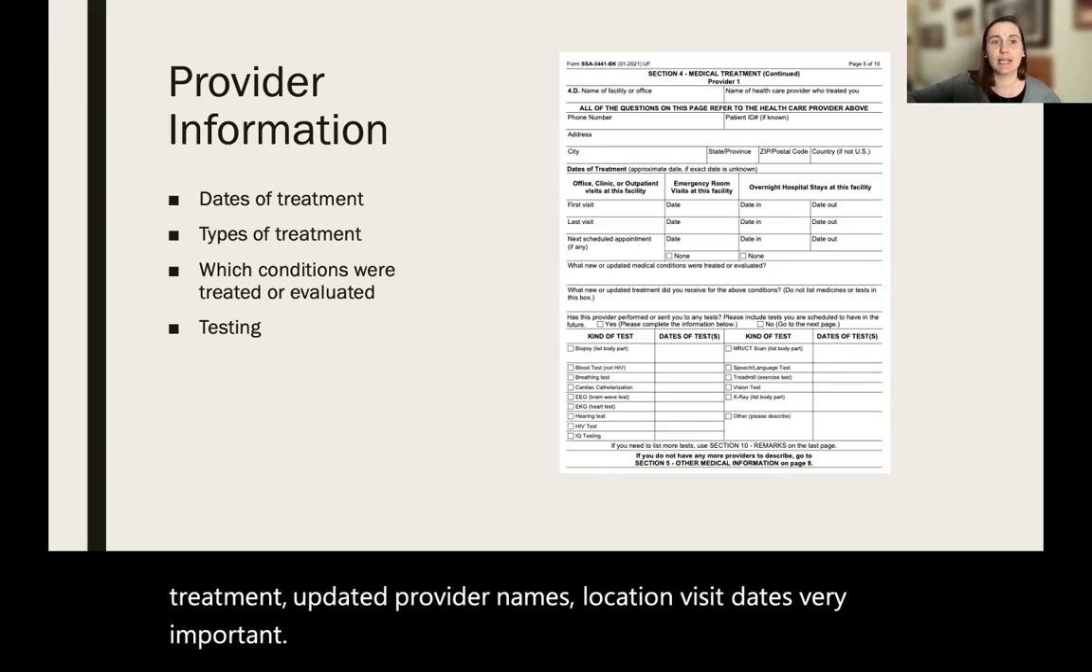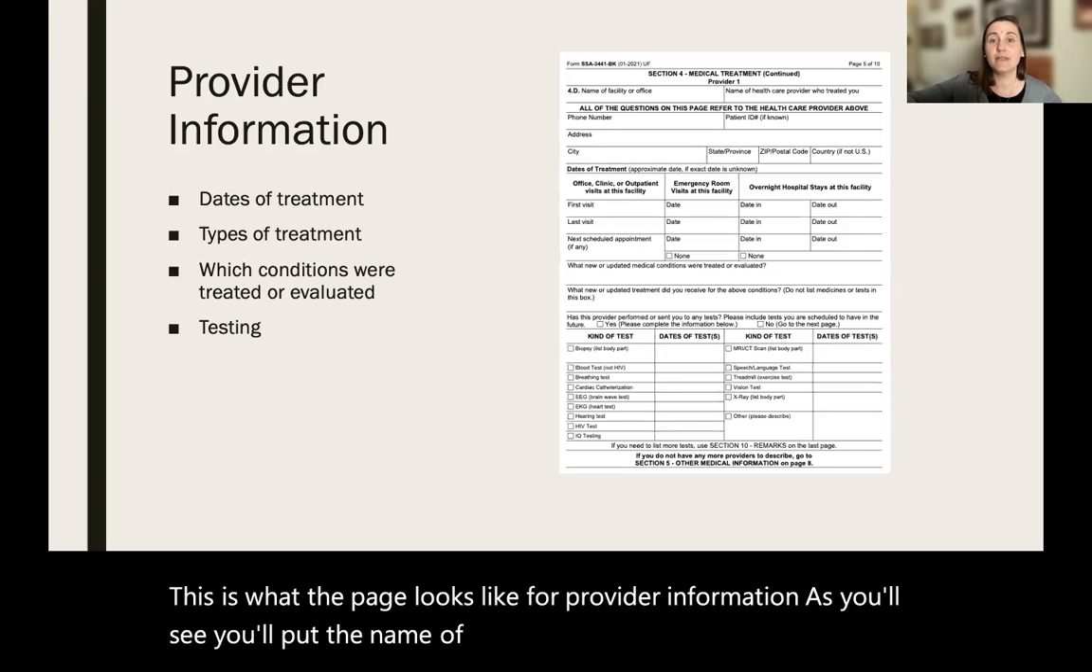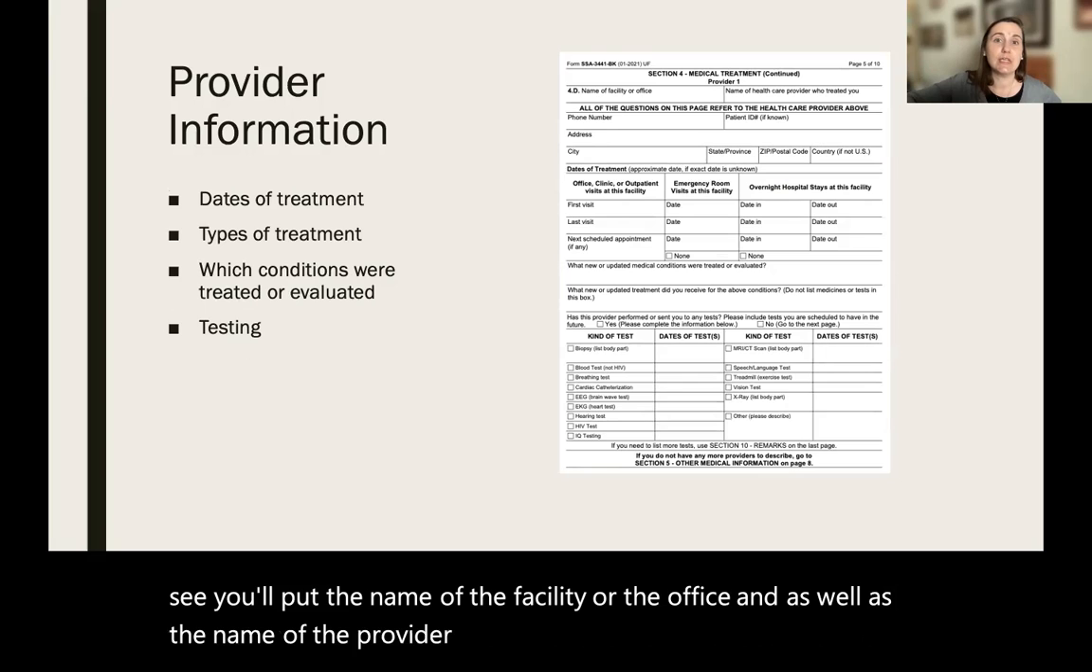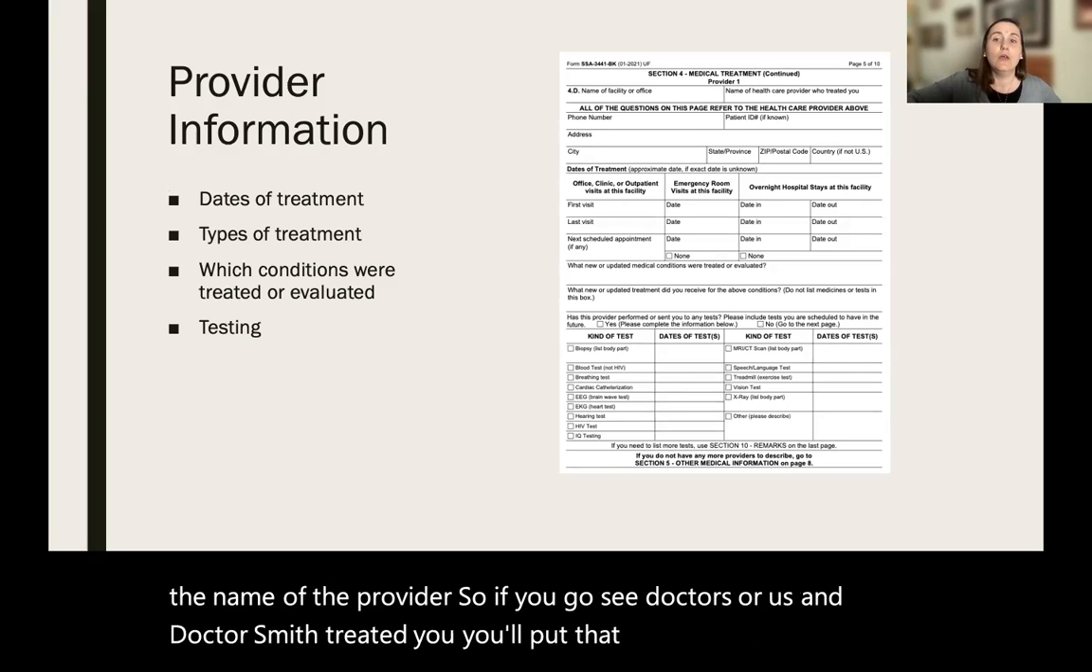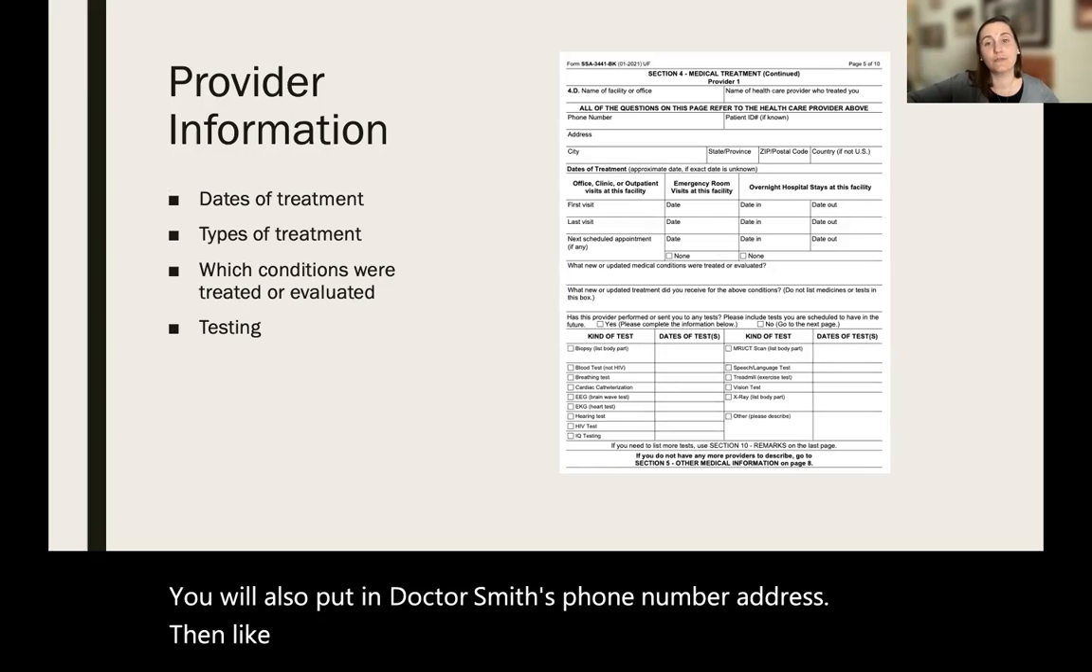This is what the page looks like for provider information. As you'll see, you'll put the name of the facility or the office, and as well as the name of the provider. So if you go see Doctors R Us and Dr. Smith treated you, you'll put that information there. You will also put in Dr. Smith's phone number, address, and then, like I said, the dates of treatment.